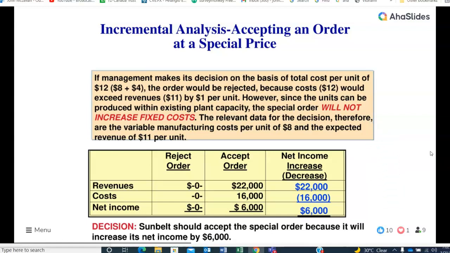And when you look at the net increase and decrease, the incremental, the cash inflow is 22,000 greater for the accept order than the reject. The cash outflow is 16,000, which is the difference between the two alternatives. The net cash flow is 6,000. So Sunbelt should accept this special order because it will increase profits by 6,000.